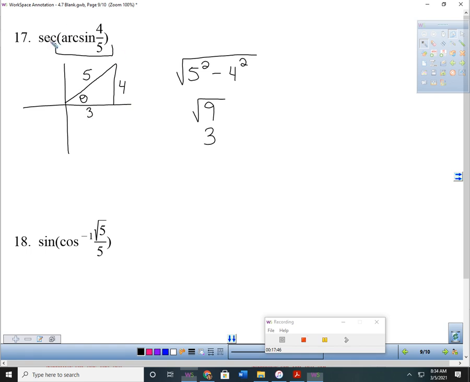Then you find the secant. Well, remember, secant is the opposite of cosine, right? Well, cosine would be the adjacent side over the hypotenuse, so that would be 3/5. But you're going to flip it and make it 5/3.